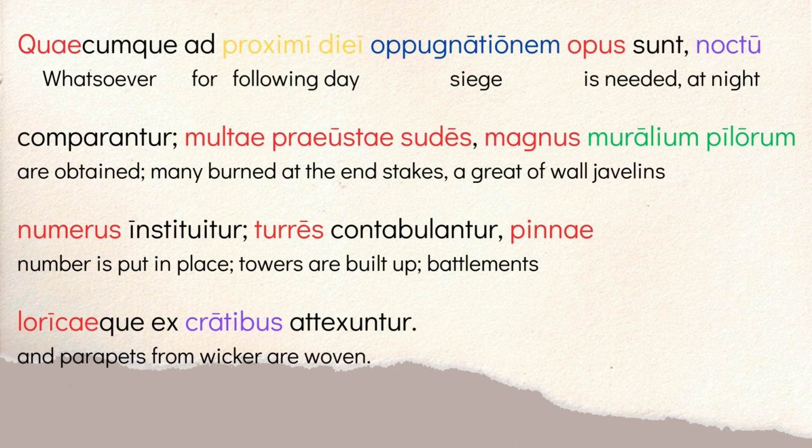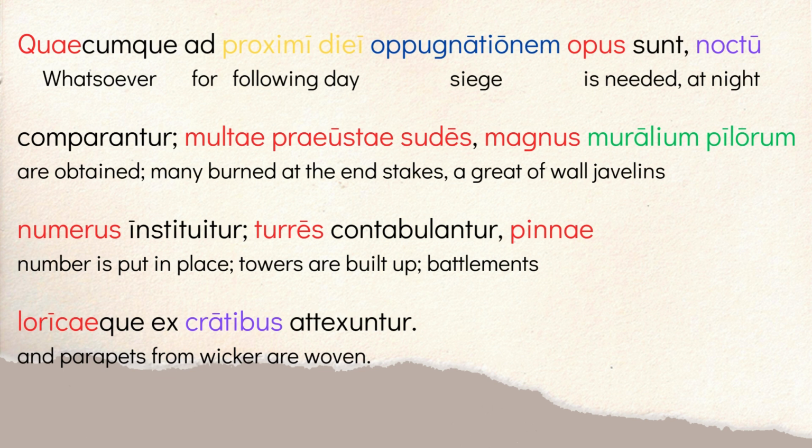But again, it's just defensive works, that gets put into place, instituitur. So they're putting everything kind of together. And then on top of that, you have turres contabulantur. Towers are sort of built up or built on top. They're adding more towers. And then you have pinnae, which are like the pinnacles, the battlements. And the loricae, the parapets, I think is kind of what commentaries will say. But again, the battlements, the parapets, however you want to do it, they are woven, attexuntur. They're woven from cratibus, from wicker.